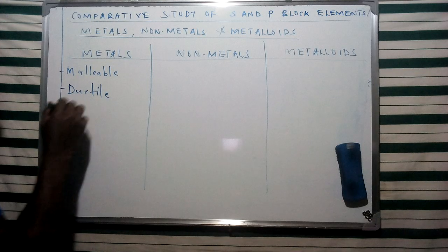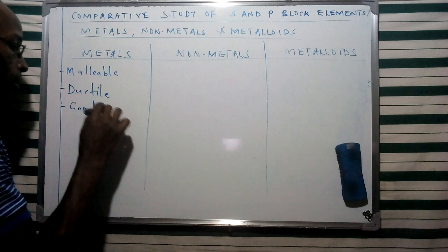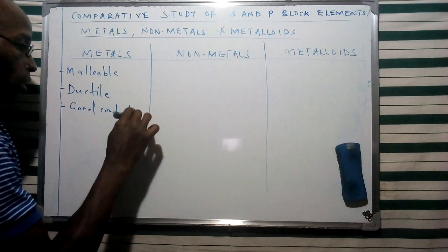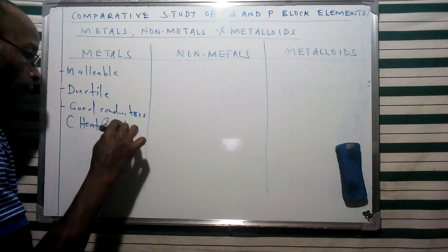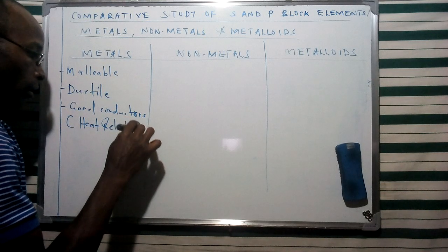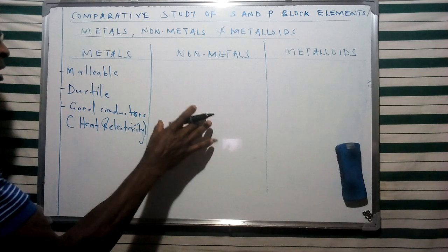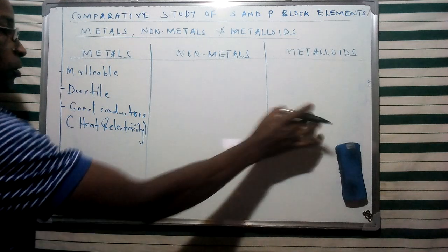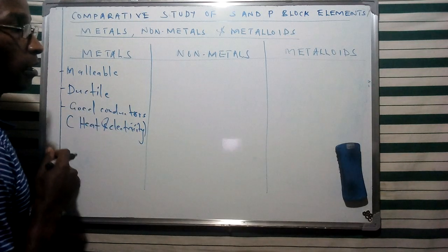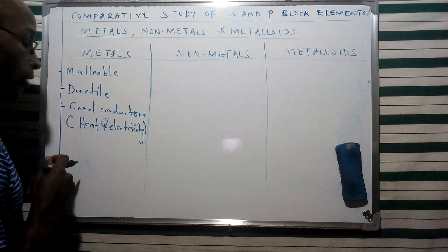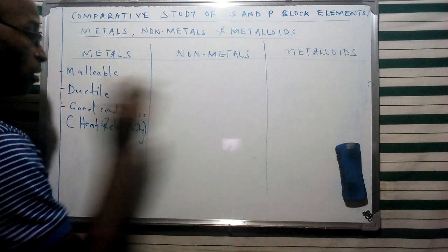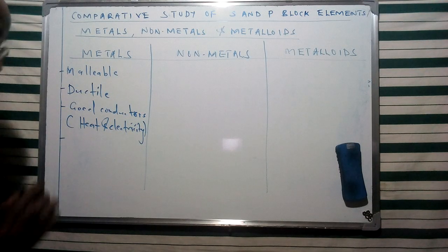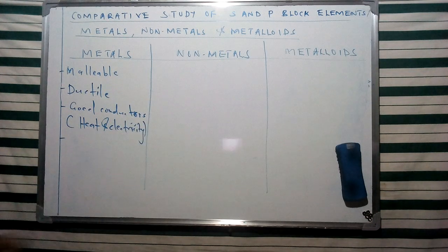Now, again, we're going to see that they are good conductors of both heat and electricity. And this is one of the unique characteristics that distinguishes them from non-metals and metalloids. Of course, metalloids are also going to be good conductors of electricity, but to some degree they are going to display other characteristics similar to the non-metals.